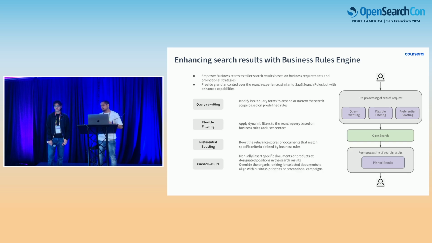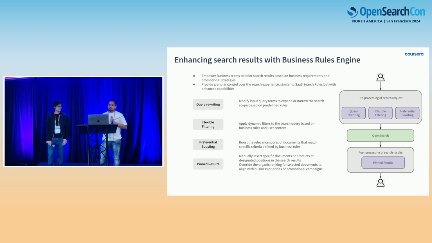The third type is called preferential boosting, which is a more lenient version of the flexible filtering, where we don't filter out the less relevant or not relevant results. We just downrank them. So we uprank the relevant results, and we downrank the not relevant results. So for marketing degrees, the degrees will come on top, and other courses will come after that.